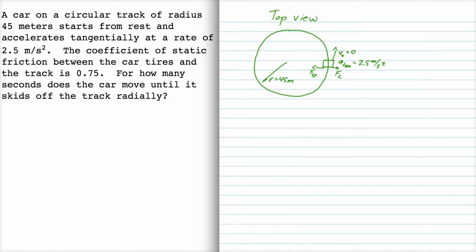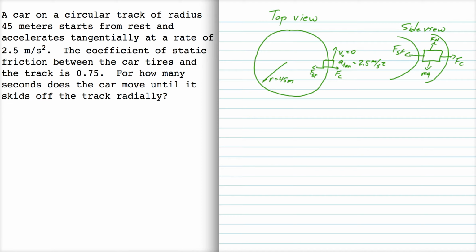Now if we look at a side view of the car as it goes around the track, so here's the car, and then here's the little track that it's on. We've got a normal force which points up, gravity that points down, centrifugal force that points radially outward, and static friction that points radially inward.